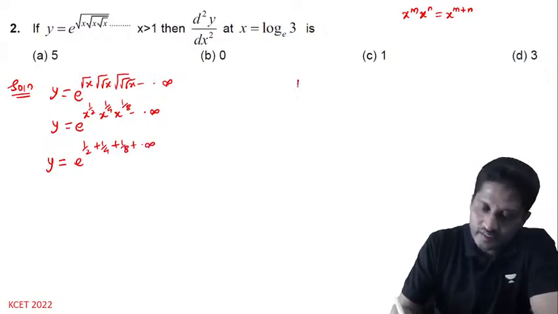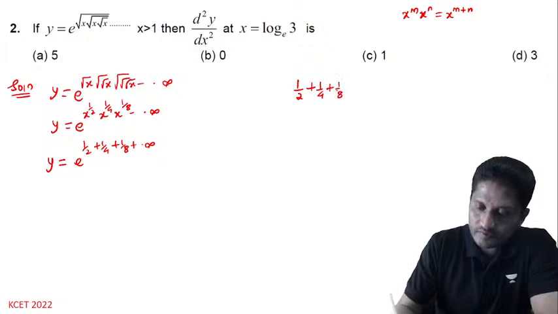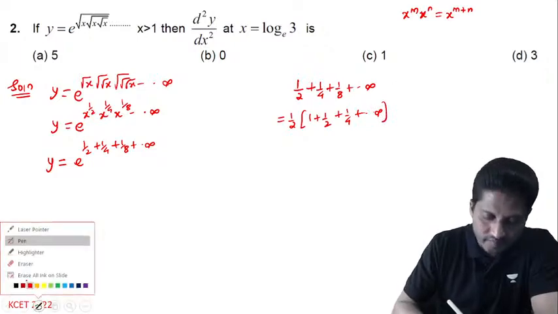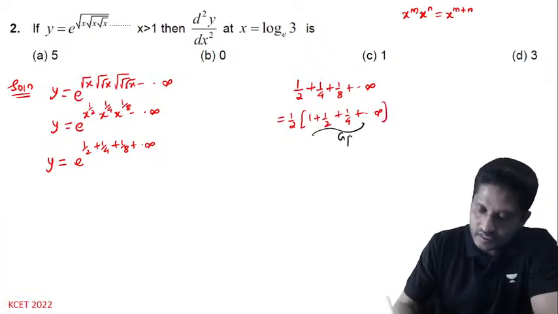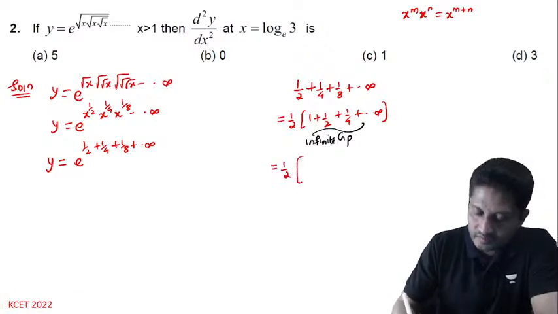Alright, now I take this infinite series 1 by 2 plus 1 by 4 plus 1 by 8, and so on up to infinity. Take 1 by 2 out. This is equal to 1 plus 1 by 2 plus 1 by 4, and so on up to infinity. Right, this is in GP, right? This is an infinite GP. Infinite GP, S infinity is equal to A divided by 1 minus R.